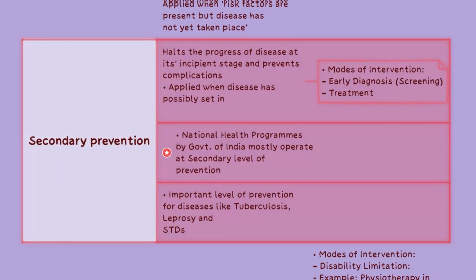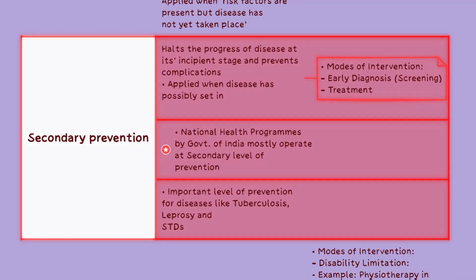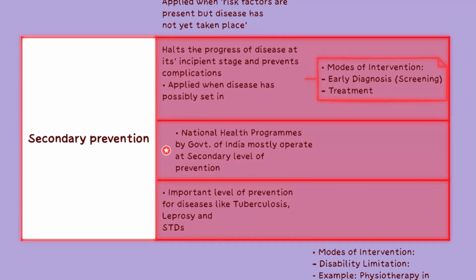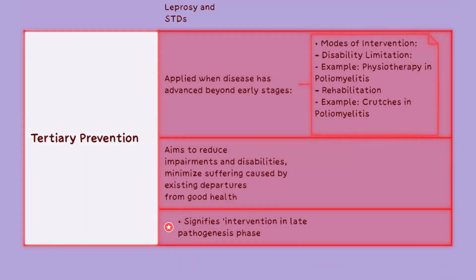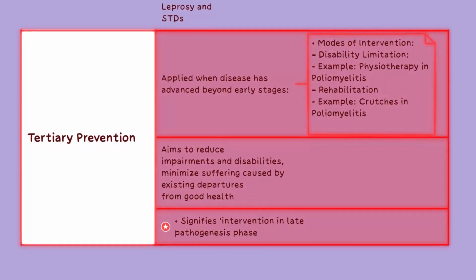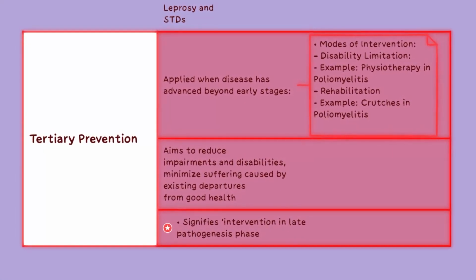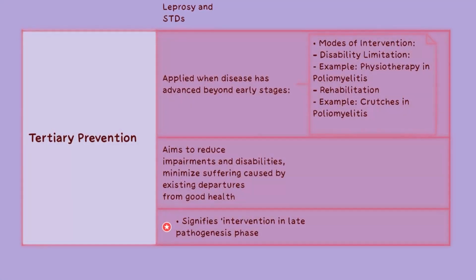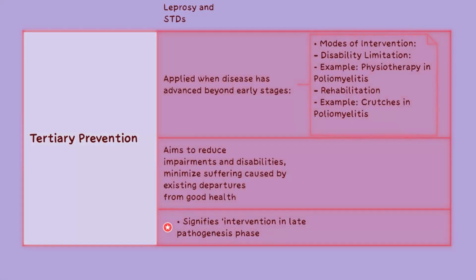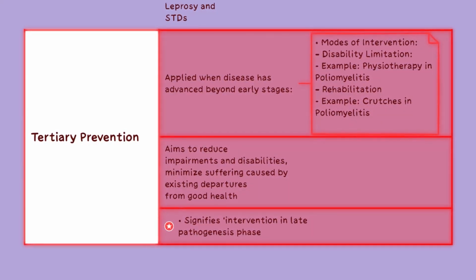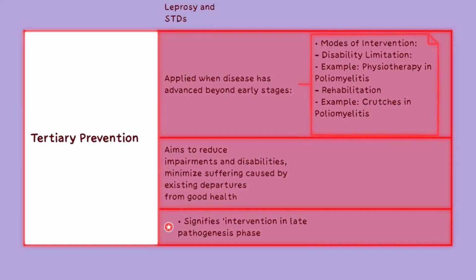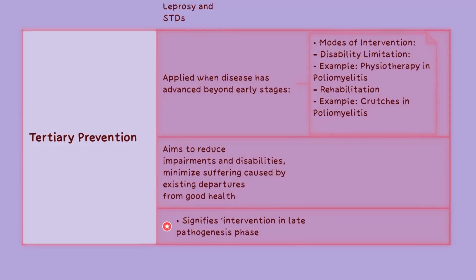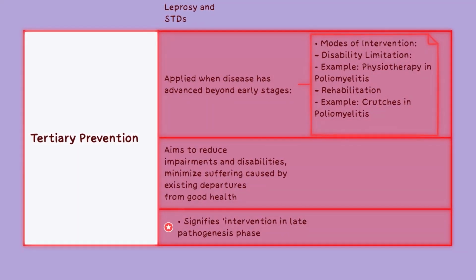After primary is secondary prevention, which involves early detection and intervention to halt the progress of a disease at its incipient stage and prevent complications. It is applied when a disease has possibly set in but has not yet caused significant symptoms or damage. The main modes of intervention at this level include early diagnosis through screening programs and prompt treatment.